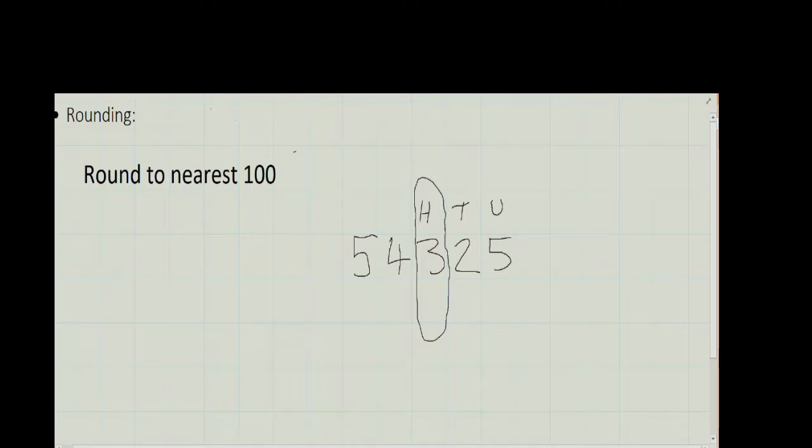So what happens to this 3? Let's see what's next door. It's a 2. Is a 2 weak or strong? I bet you're saying weak, and that's because 2 is one of the weak digits. So the 3 will just stay as a 3, because if the next door neighbour's weak, it will stay the same. Then I copy what's in front and place zeros on the end to make it round, and the answer is 54,300.